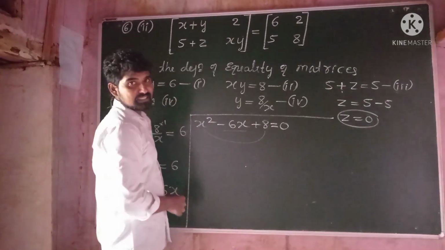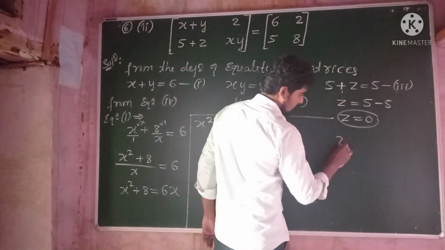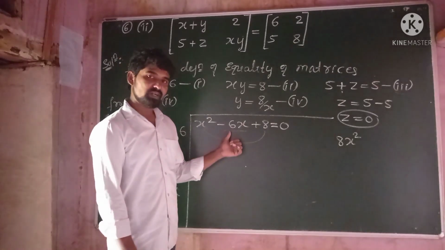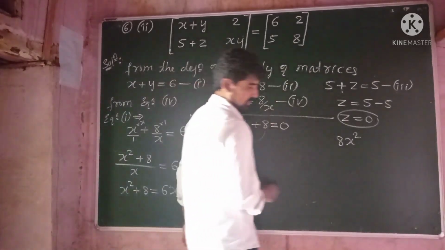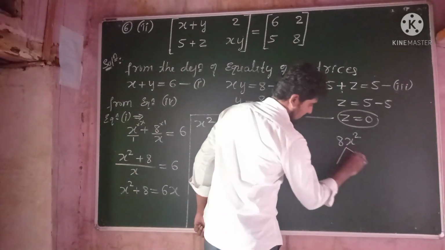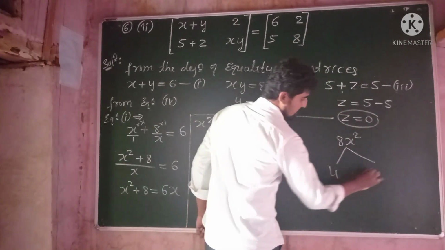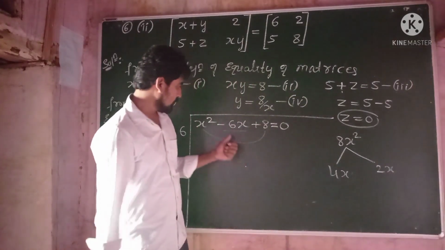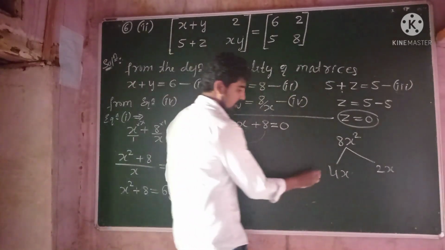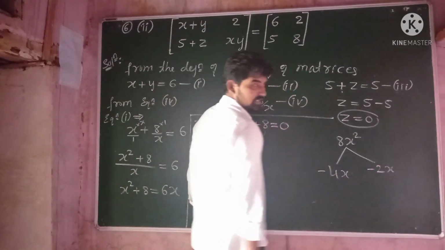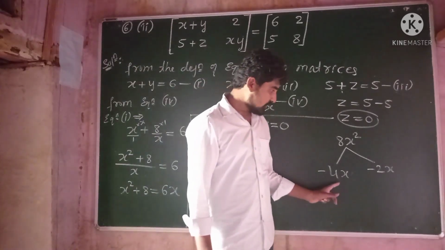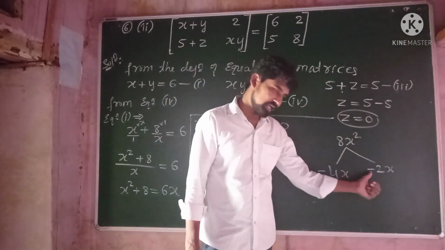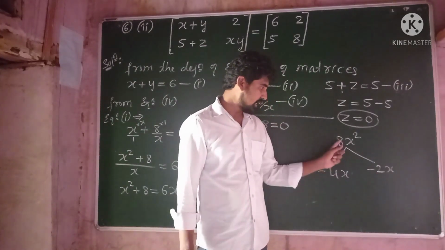Which factors do we need now? On multiplying we should get 8x square, and on addition or subtraction we should get 6x or minus 6x. So see what you take: 4 2s are 8 and 4x, 2x. We need to get minus 6x. That's why minus 4x minus 2x. Now minus 4x minus 2x is equal to minus 6x, and minus into minus plus, 4 2s are 8, x into x, x square.